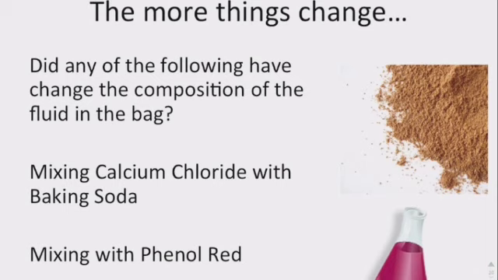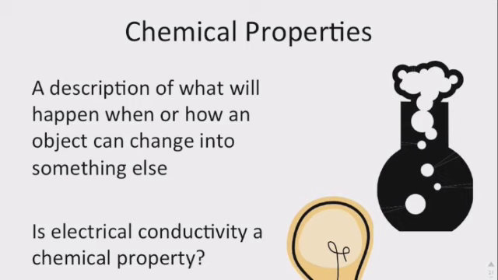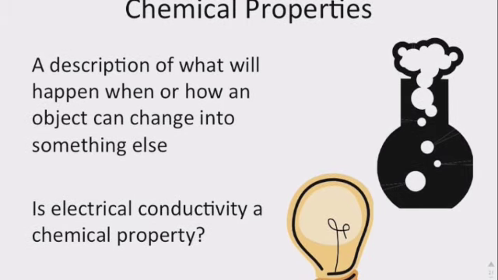So when we're looking at the lab, did any of the following change the composition of the fluid in the bag? Mixing the calcium chloride with the baking soda, and we didn't mix it with phenol red, but we mixed it with our baking soda. What changed it? Well, when they all mixed together, it created something new. When we're describing those things, that would be a chemical property. That's a description of what will happen when or how an object can change into something else.